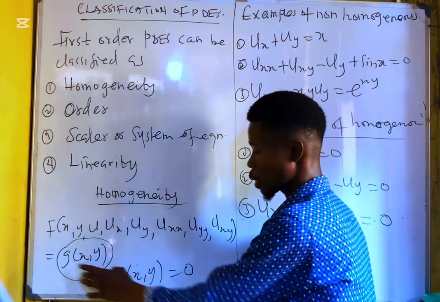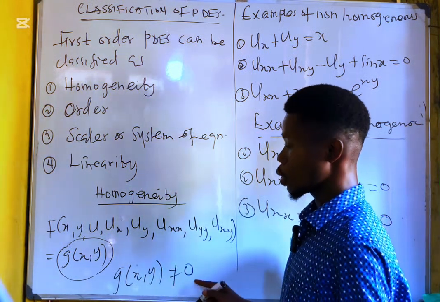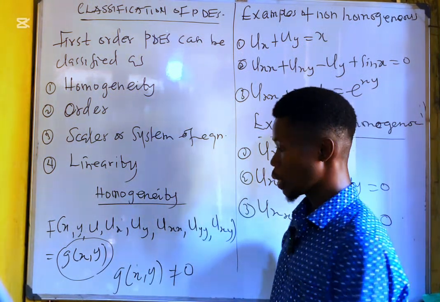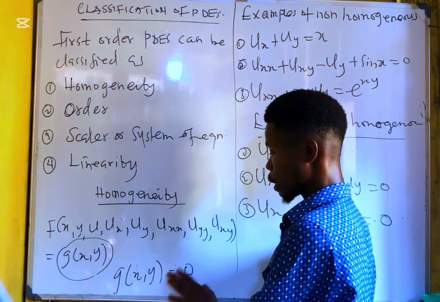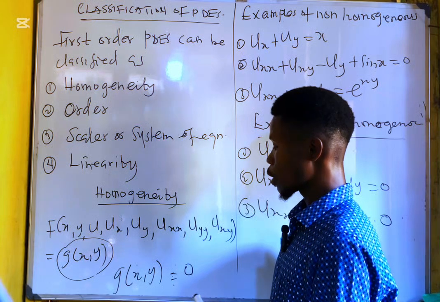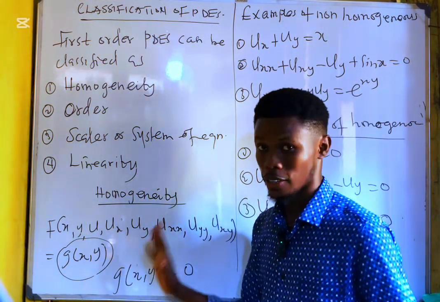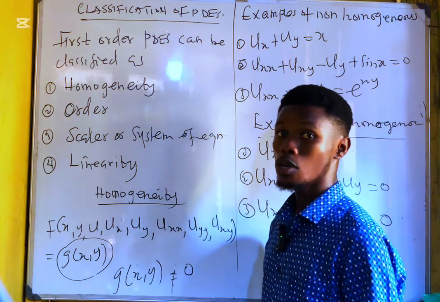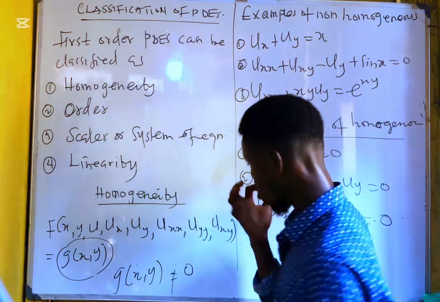But when the function part is not equal to 0, then it becomes, sorry, I beg your pardon. When the function part is equal to 0, that's what I said, right? Then it becomes homogeneous. That means when there's nothing here, it becomes homogeneous. Then when the function part is not equal to 0, it becomes non-homogeneous. So let's look at an example.